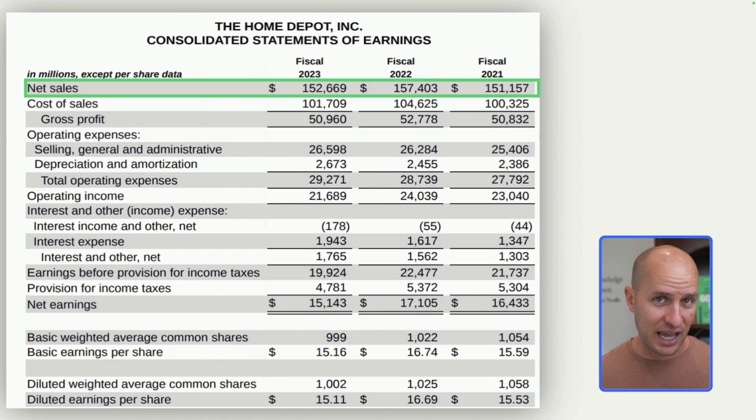Now, in Home Depot's case, they gave us 3 years of income statements, and we can see that revenue went from $151 billion in 2021 to $157 billion in 2022 and $152 billion in 2023. So the overall direction here is up, although revenue was down in 2023 when compared to 2022.